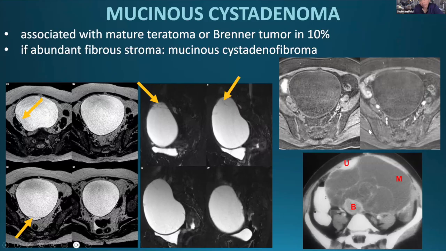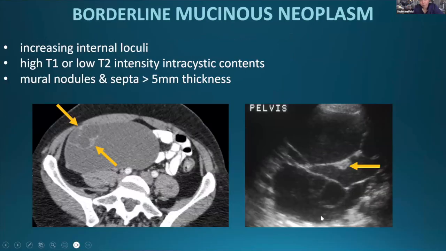The axial post-contrast fat-suppressed images demonstrate no internal enhancement, and this patient was taken to surgery and it came back as a mucinous cystadenoma. This example actually shows a large multiloculated cystic adnexal mass. Here's the uterus, which is displaced anteriorly, and it also has a peripheral solid enhancing component. This turned out to be a coexistent Brenner tumor on pathology.